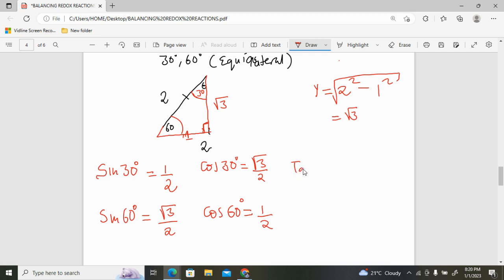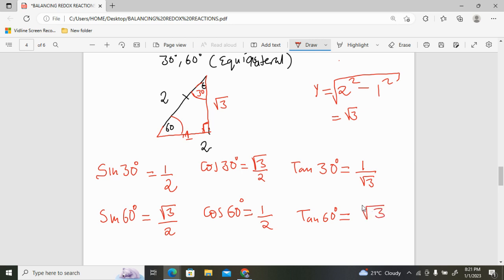And then if we go to tan of 30 degrees, tan is given by opposite over adjacent. So 30 is here, opposite is here, adjacent is here, so it is 1 over square root of 3. And then if you are talking about tan 60 degrees, this is going to give you opposite over adjacent. So opposite is root 3, adjacent is 1. That will be root 3 over 1, which is simply root 3.